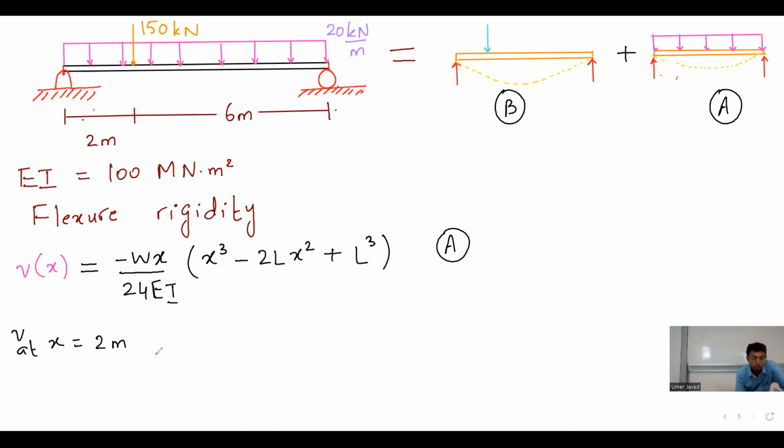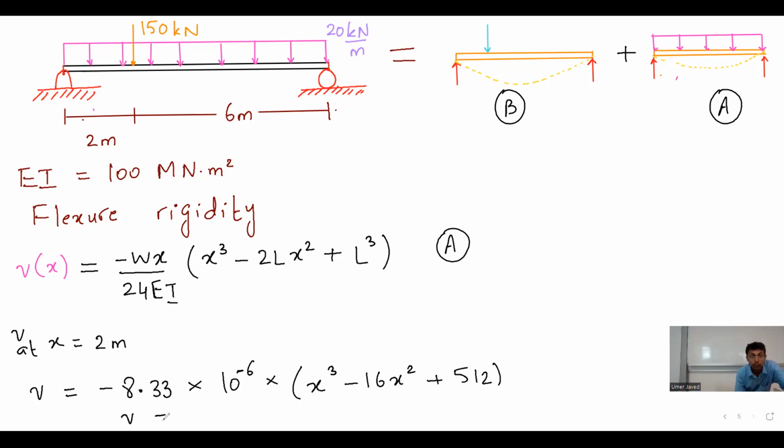So it will give me V equal to negative 8.33 into 10 power minus 6 into x power 3 minus 16x square plus 512. V comes out to be minus 7.6 millimeter. Can anyone explain to me the reason of negative?